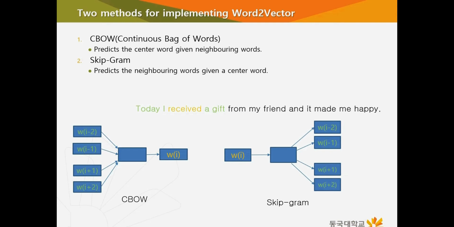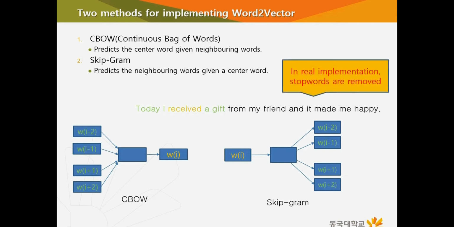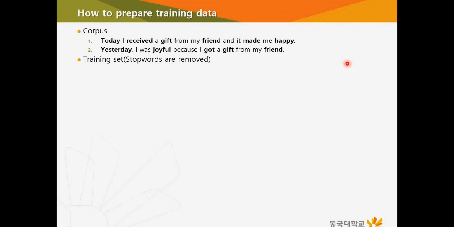central word "received". However, in real implementation, the stop words are removed from the sentence, and the stop words refer to the words that do not really affect the semantics of a sentence. So let's look at how to prepare the training data.